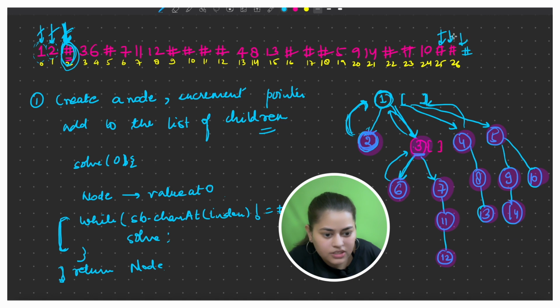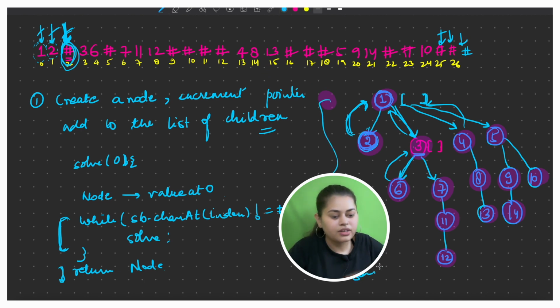When we come to this hash, we'll know the processing for 1 is also finished. And this is the tree we got from the serialized string. So first let's try to code it, right? And then we'll discuss the time complexity.